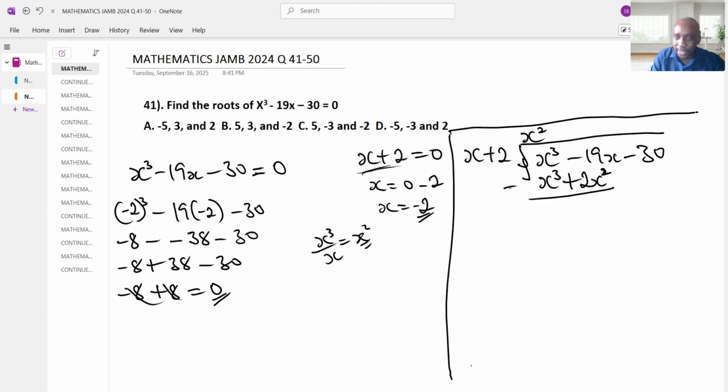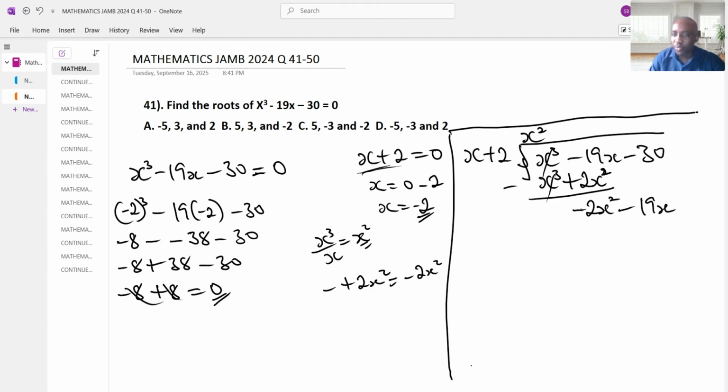Now let's subtract. x raised to power 3 minus x raised to power 3 cancel out each other. We don't have an x squared term here, it's only 19x that we have, therefore we only put down the 2x squared, but the minus is there. Minus times plus gives minus 2x squared. Now we bring down the minus 19x.